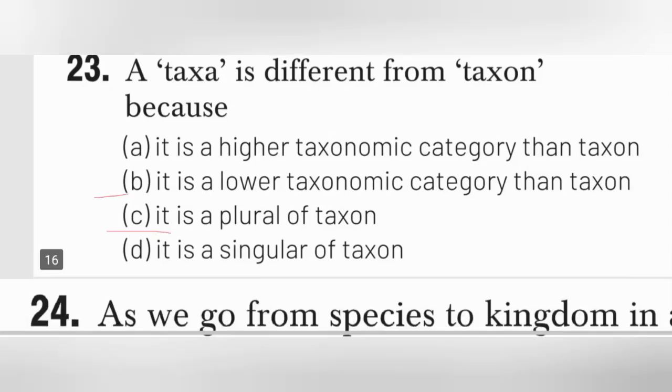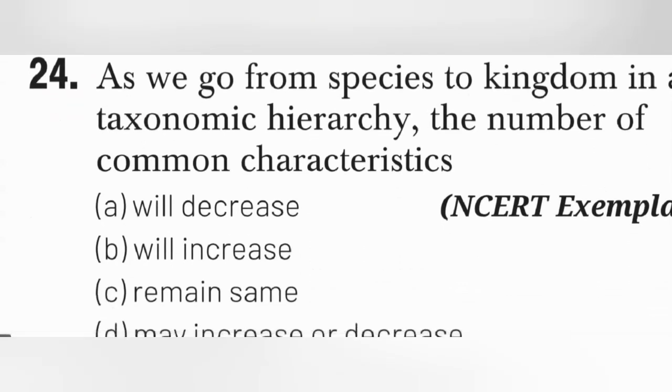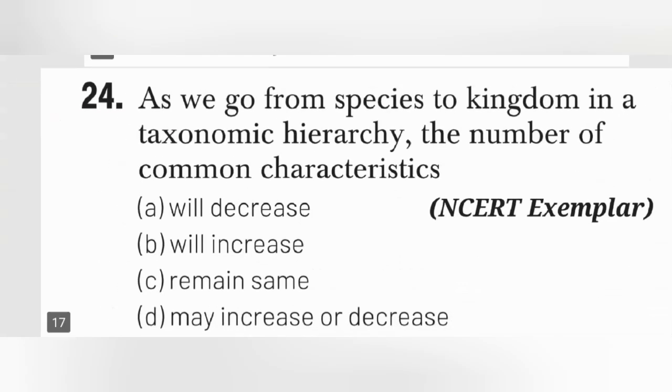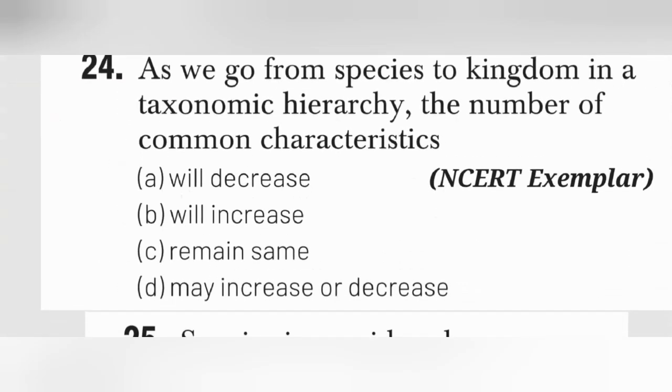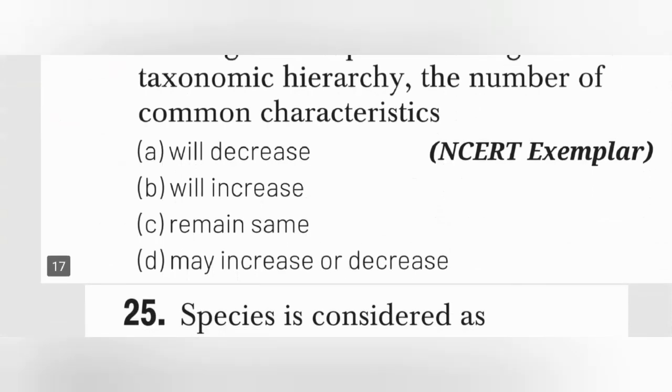Now next, 24th. As we go from species to kingdom in a taxonomic hierarchy, the number of common characteristics: option A, will decrease; option B, will increase; option C, remain same; and D, may increase or decrease. Yes, so what is the answer? Yes, the answer is A, will decrease.